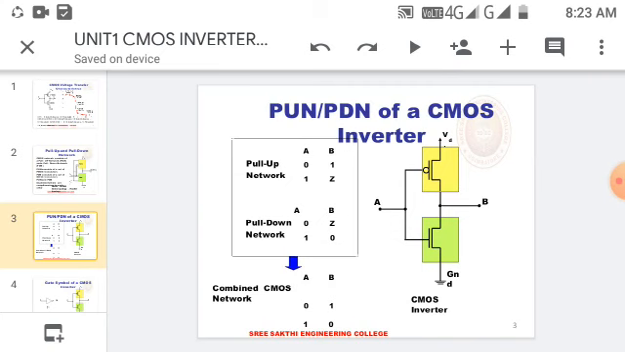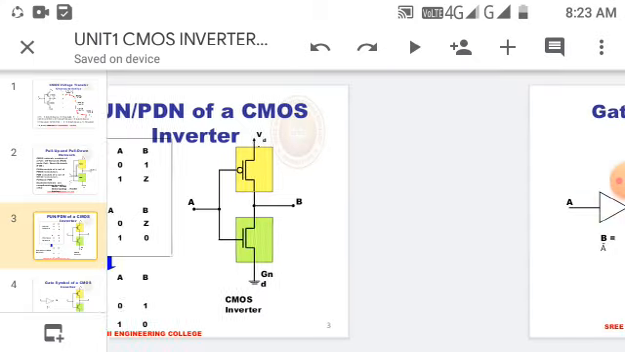So combinedly we call this: if input A is 0, the output B will be 1, and if input A is 1, output B will be 0. So the combination of the PUN and PDN networks forms a CMOS inverter. So this acts as an inverter. In logic circuits we use an inverter. Similarly, in VLSI we can obtain the same result by using CMOS inverters.